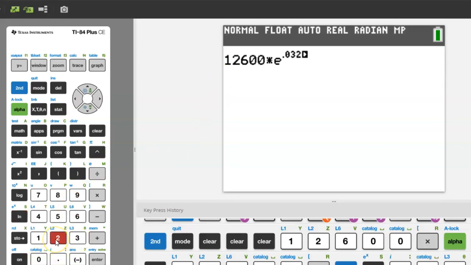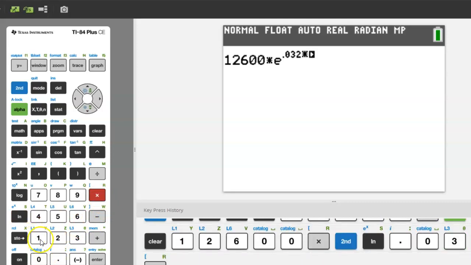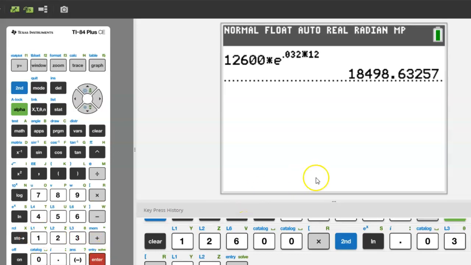So this is our rate times our time, which was 12 years. When I hit enter, we get approximately 18,000. If we round to the nearest dollar amount, we'll just say $18,499.